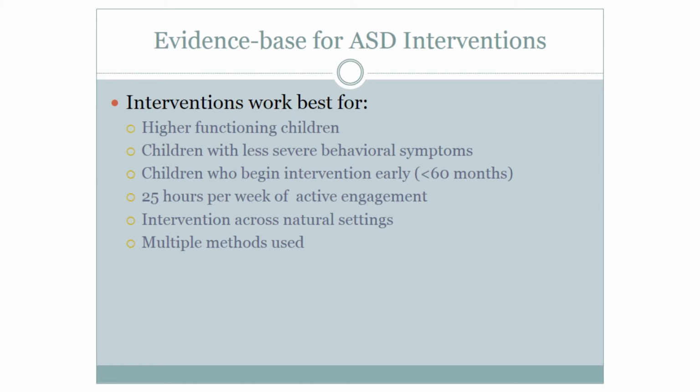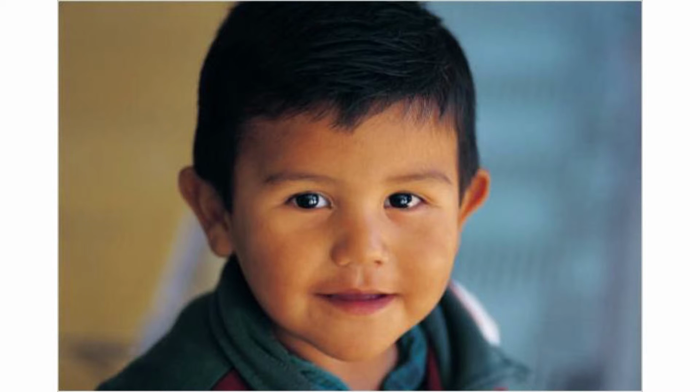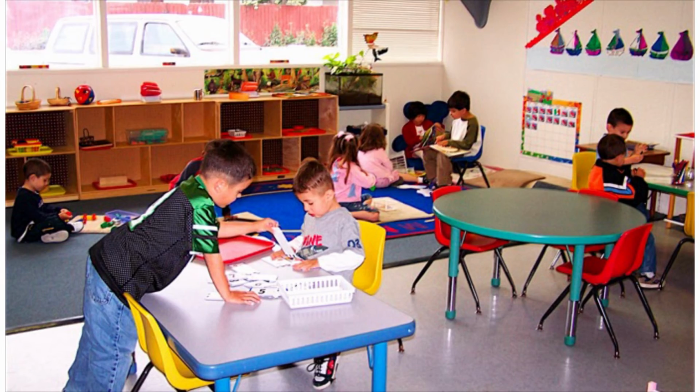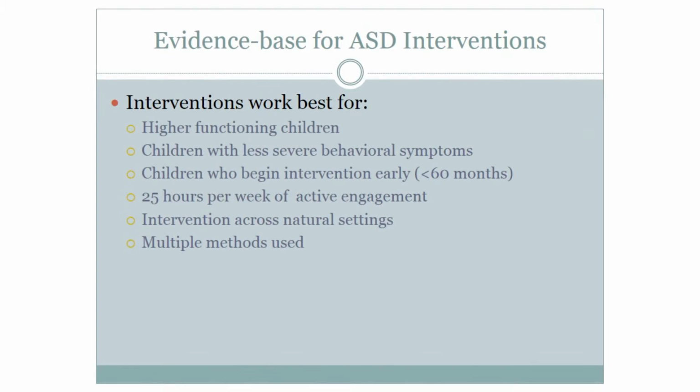Interventions work best for those kids that are high functioning, for the kids that have the less severe behavior problems, and for the children who begin to receive intervention before 60 months of age. So that's why we're talking about this today. I want you to be very aware of those patients that you have that may be at risk for a developmental problem, for an autistic spectrum disorder, and make sure that they receive services before they get to elementary school, because we have a greater likelihood of having more success.